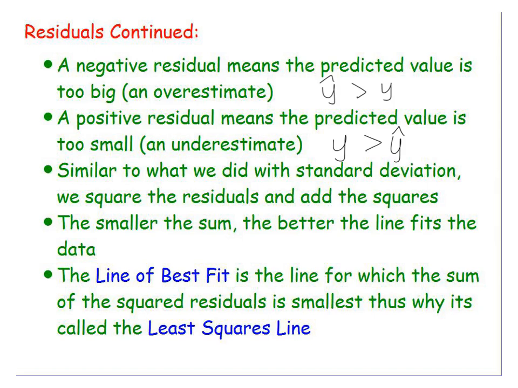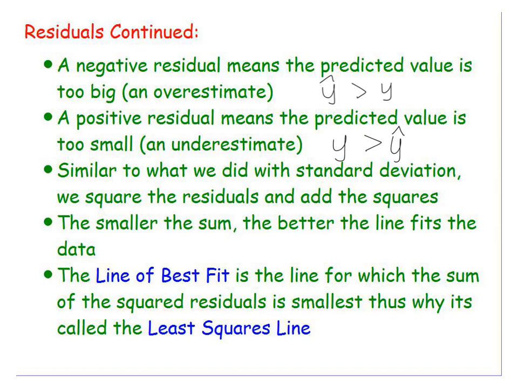So similar to what we did with standard deviation, we square the residuals and add those values up. And the smaller the sum we get, the better the line fits the actual data. And so the line of best fit is the line for which the sum of the squared residuals is smallest, which is also why the line of best fit is sometimes referred to as the least squares line, because it is the smallest squared residual value.